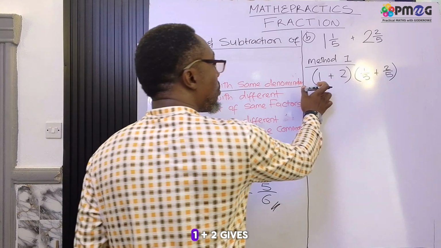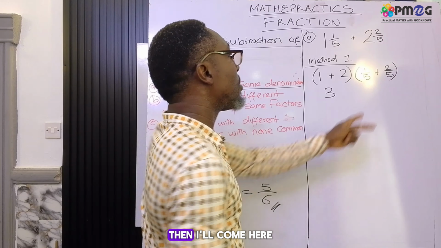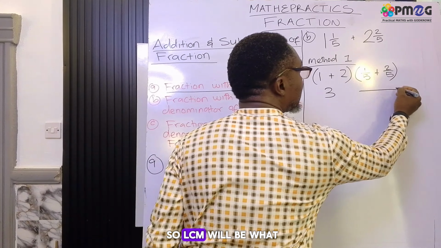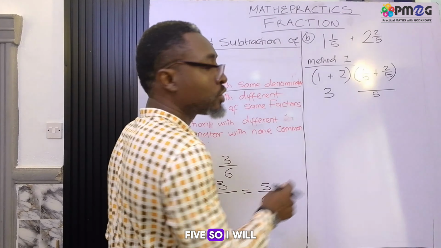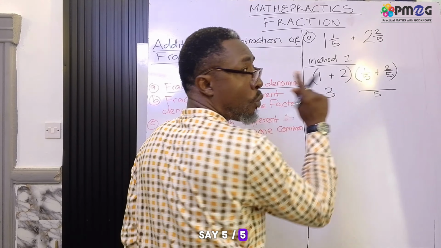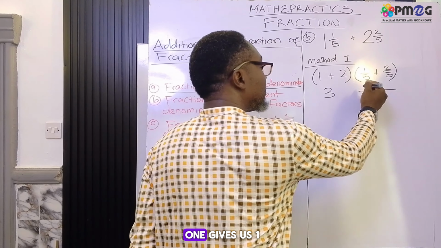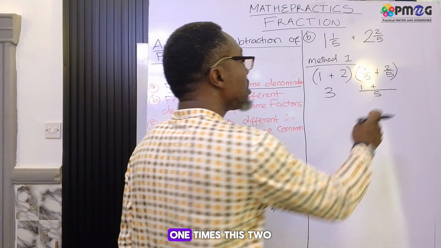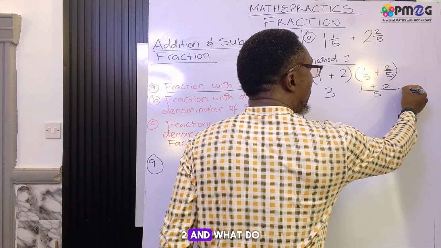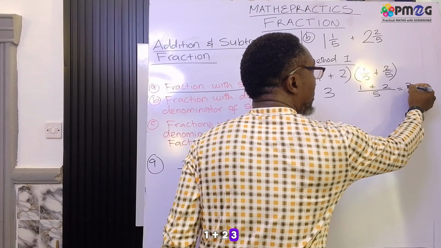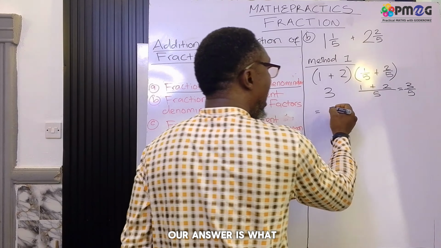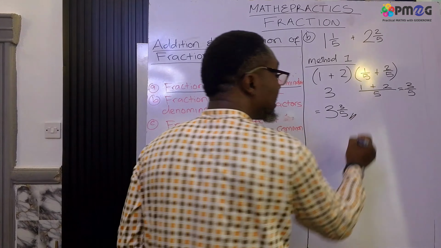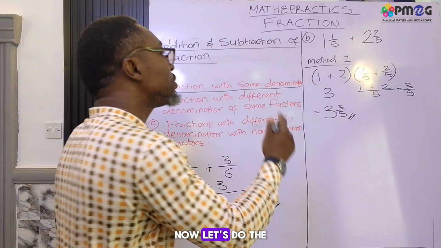So 1 plus 2 gives us 3. Then I'll come here and solve my fraction the normal way, which is common denominator. So the LCM will be 5. 5 divided by 5 is 1. 1 times this 1 gives us 1, plus 5 divided by 5 gives us 1. 1 times this 2 gives us 2. And what do we have here? 1 plus 2, 3 over 5. So our answer is 3 whole number, 3 over 5. That is the first method. Now let's do the second method.